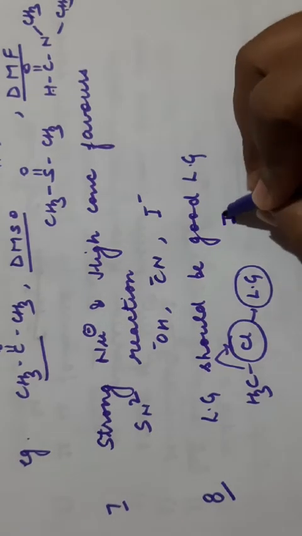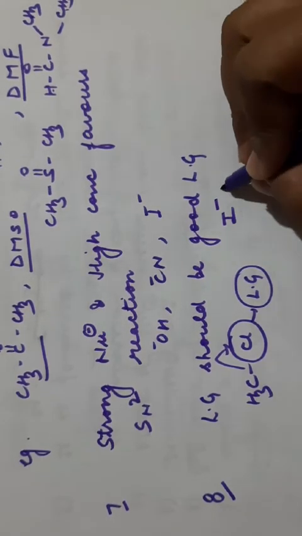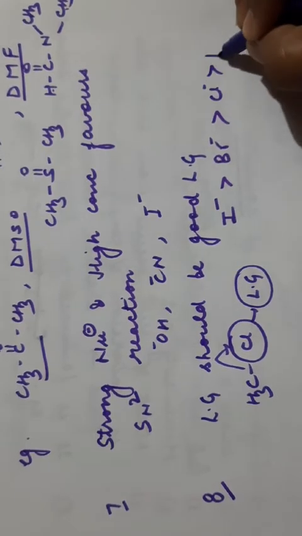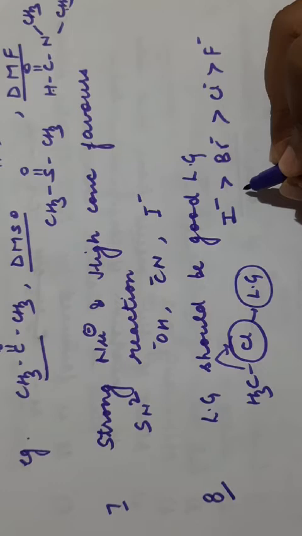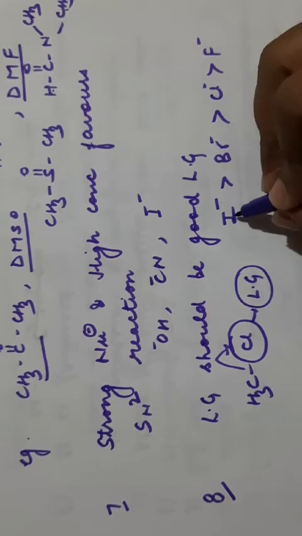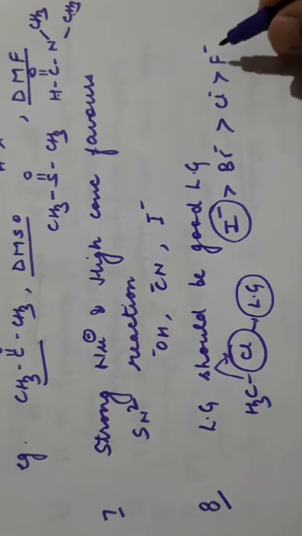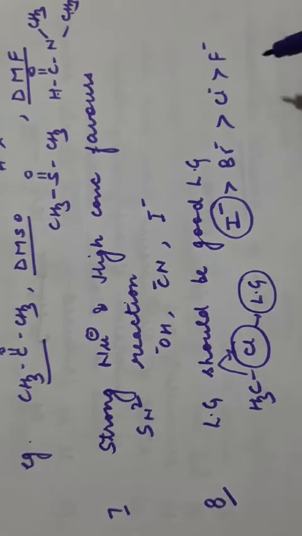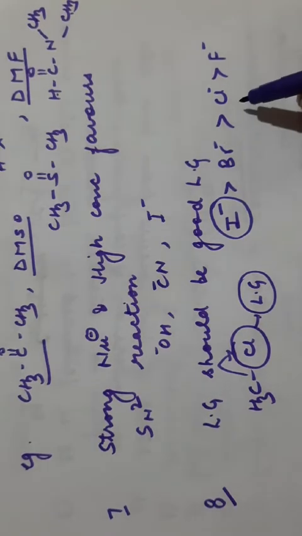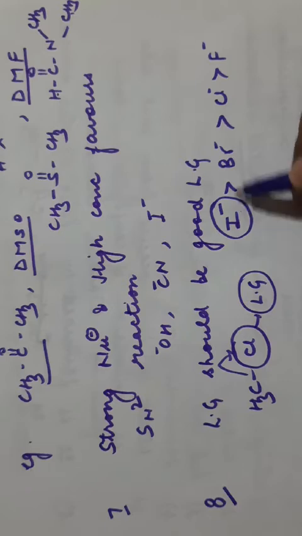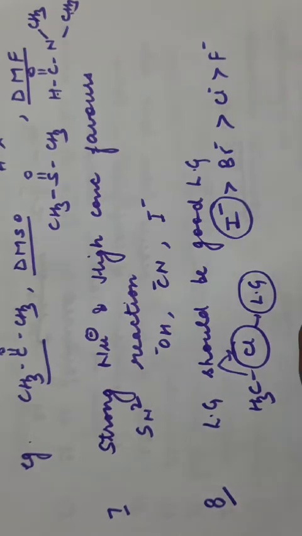If we compare the leaving groups I minus, Br minus, then Cl minus and F minus, this is our order for halogen ions. So I minus is the best leaving group, F minus is the least, the poor leaving group. And the same is the order for nucleophilic strength. I minus is the best nucleophile and F minus is the least nucleophilic.